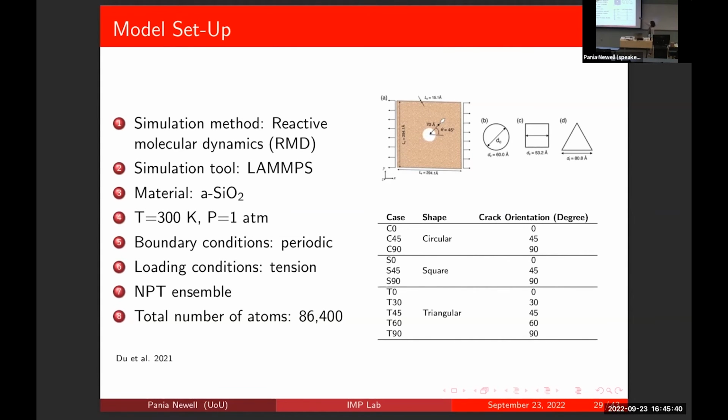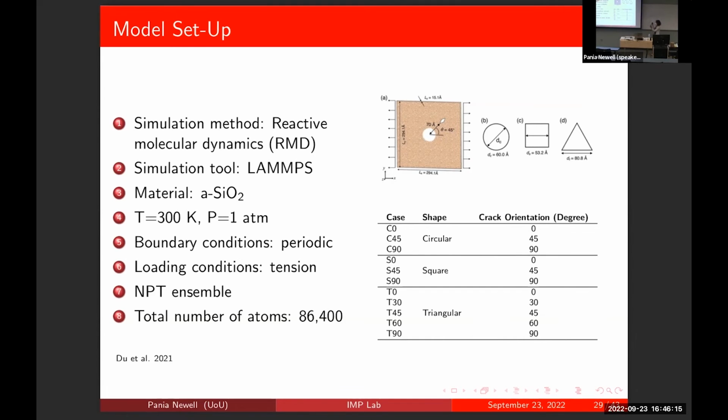If we have a defect in the system, the tiny crack that I introduced in the system, we want to know, if we have different pore morphologies, circular, square, and triangular, and we have these different crack orientations, how it impacts the overall response of the system. Do we need to account for those small features in the system? Does it matter or not? And again, we are looking at the amorphous silica system. So we look at these different cases.